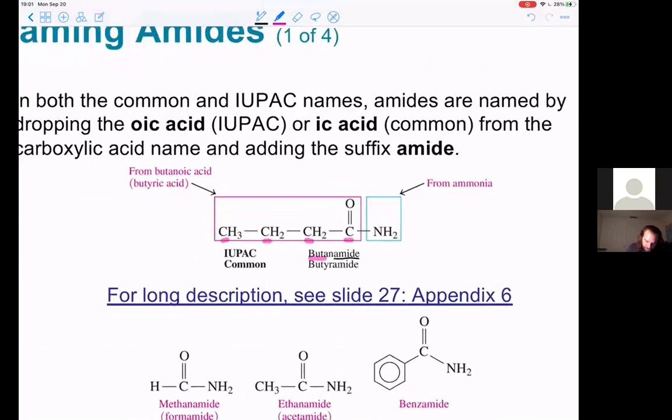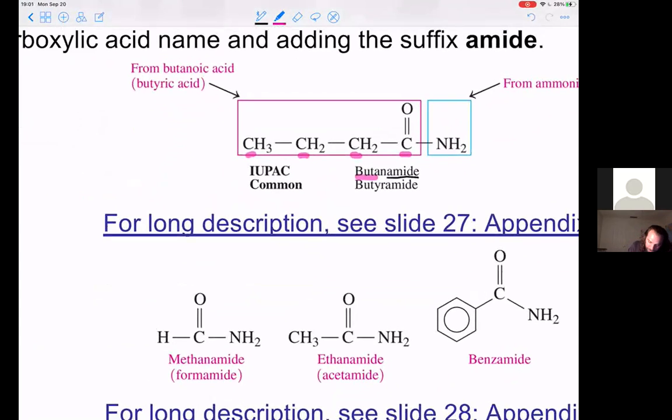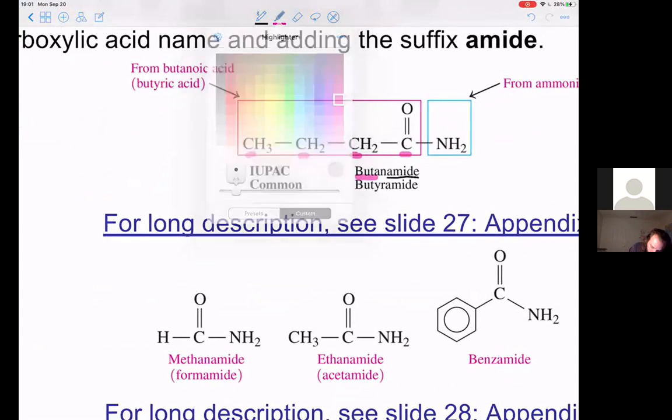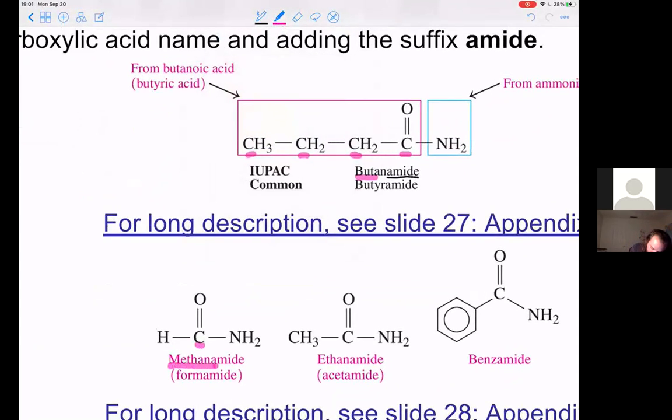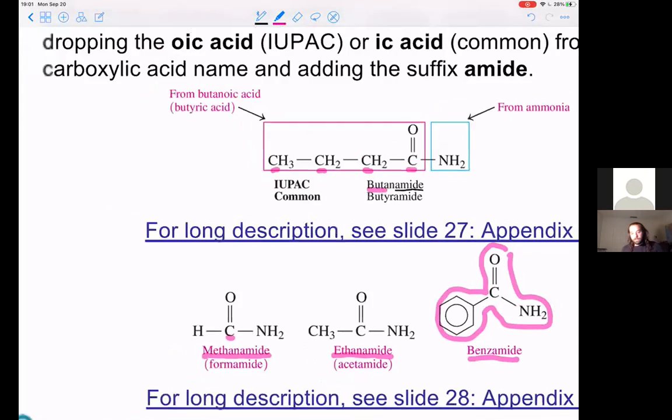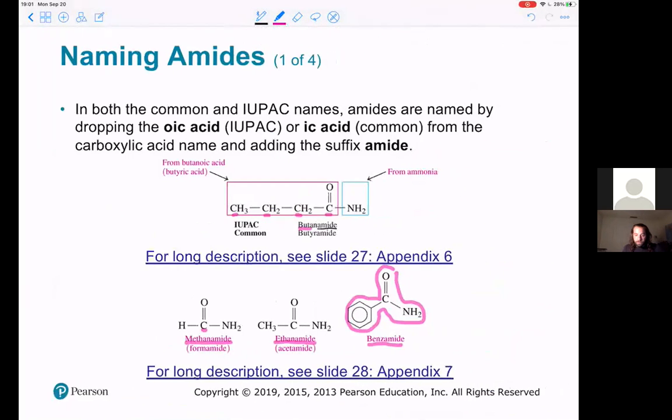If we have a really simple one, our 1-carbon amide would be methanamide. A 2-carbon amide would be ethanamide. And then, of course, we have our special benzene one we have to remember: if you have a benzene or an aromatic amide, it's benzamide. So actually not as different as some of the other ones. Kind of easy to figure out.